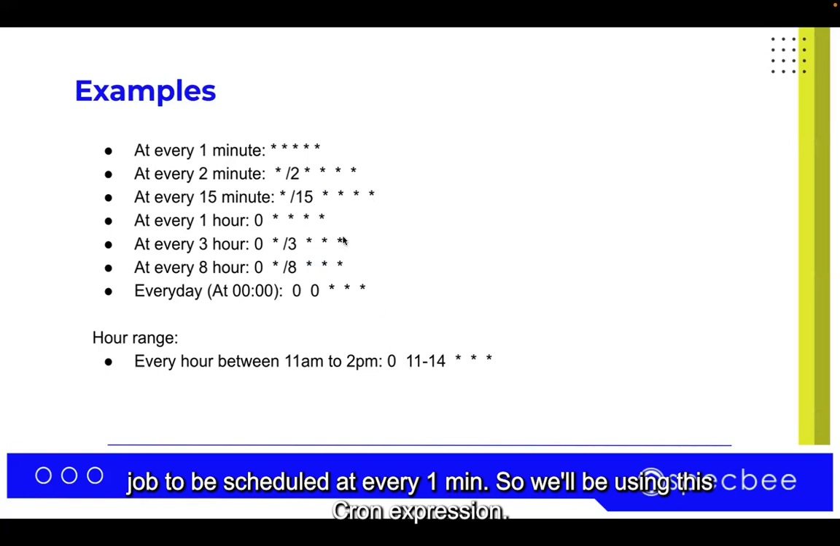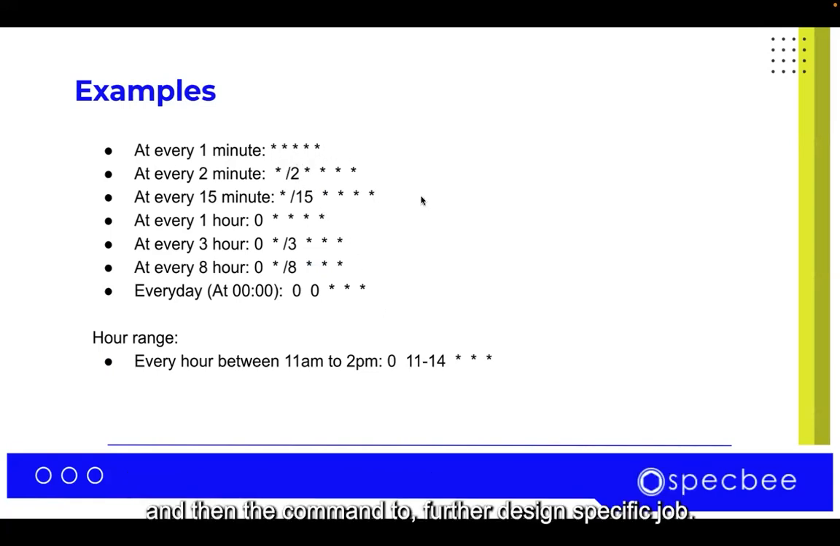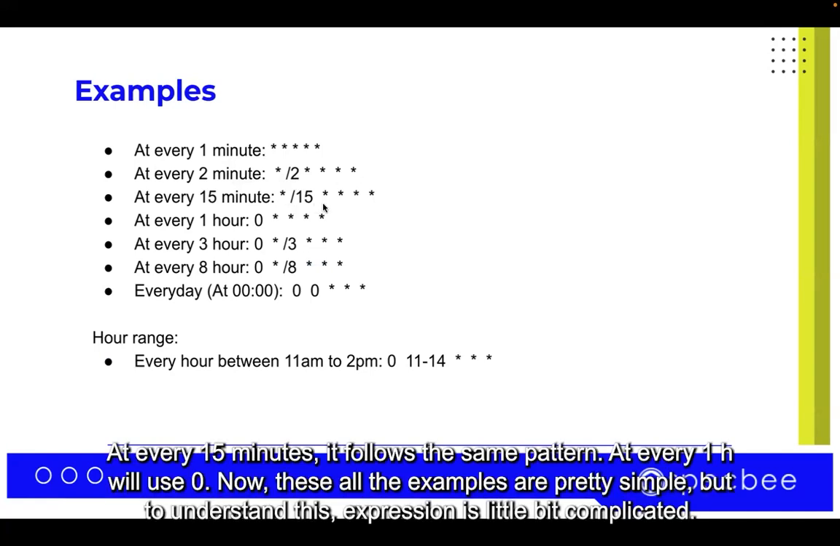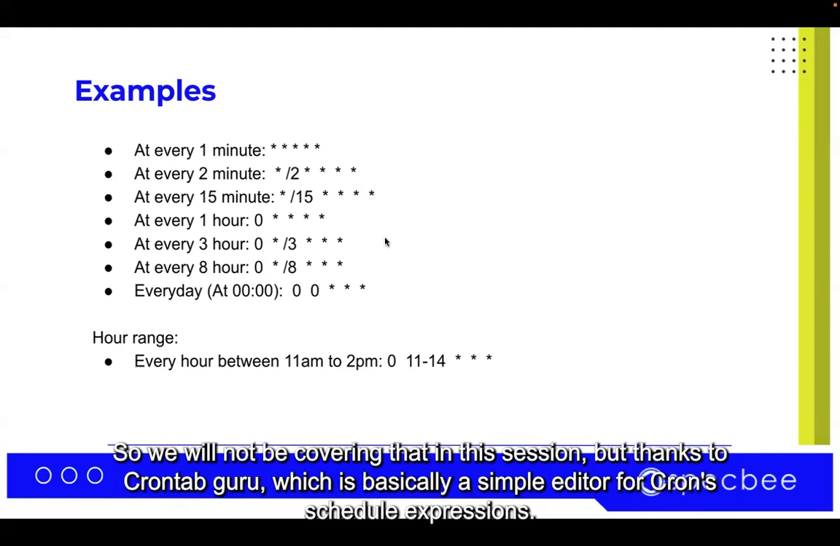So for example, let's say I want my cron job to be scheduled every 1 minute. So we'll be using this cron expression and then the command for the desired specific job. For every 2 minutes, the expression will be star slash two, followed by these other stars. At every 15 minutes, it follows the same pattern. At every 1 hour, we'll use zero. Now, these examples are pretty simple, but understanding more complex expressions is a little bit complicated, so we will not be covering that in this session.